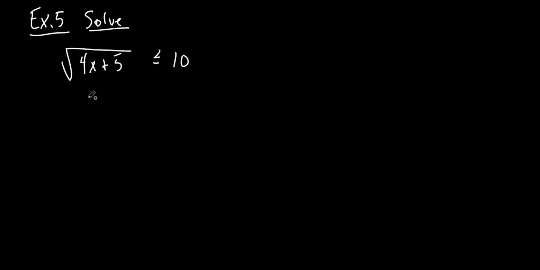So what's the first thing we're going to do? Get rid of what here? Gavin, up here. What are we going to get rid of here? Square root. How do we get rid of a square root? We square it. So we square both sides.